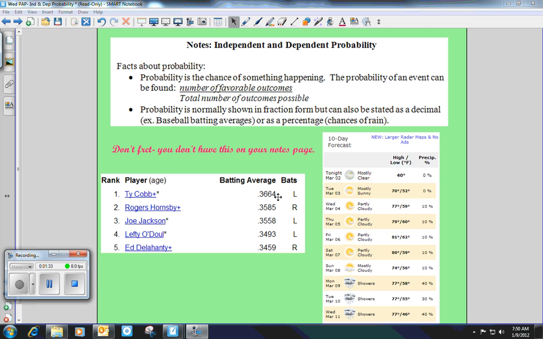When we're looking at weather, we look at it in percentage. Our probability comes in percentage. There's a 10% chance of rain today. There's a 40% chance of rain on Monday. So when we're talking about weather, we look at it as a percentage.